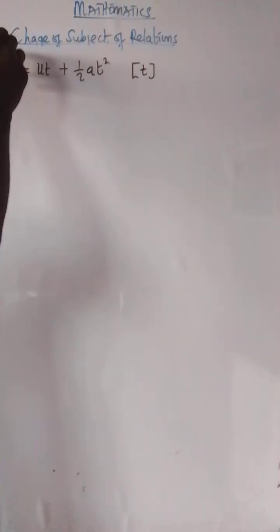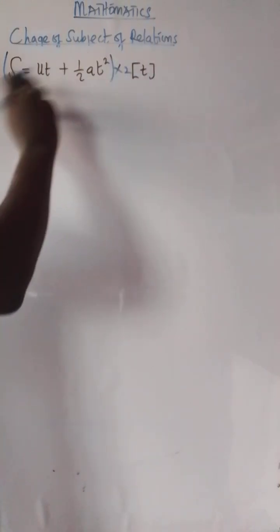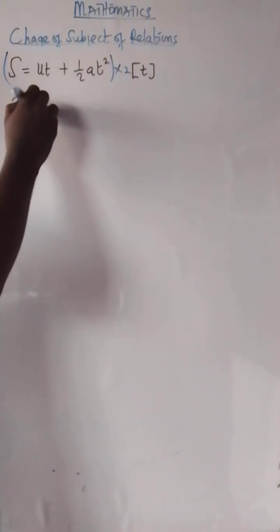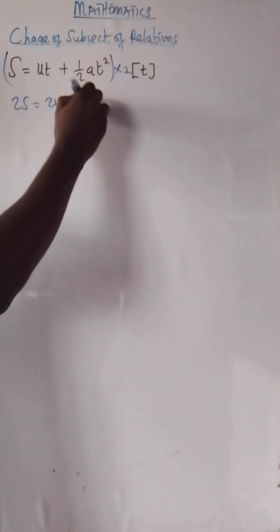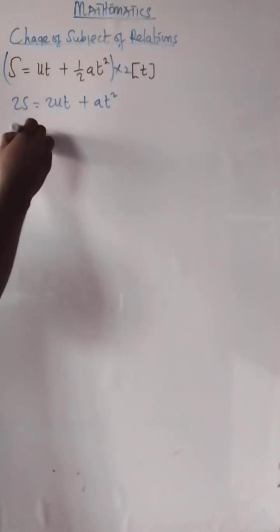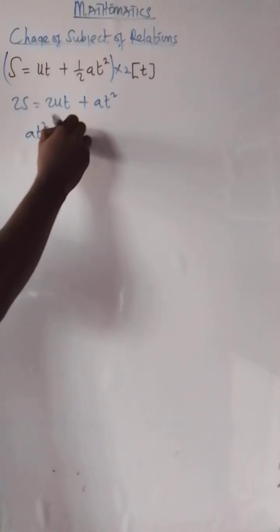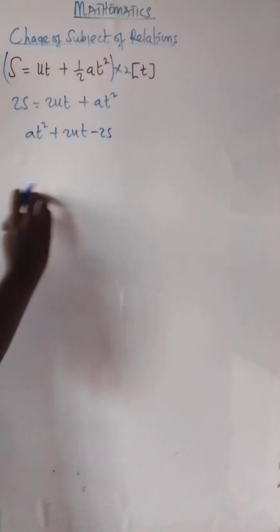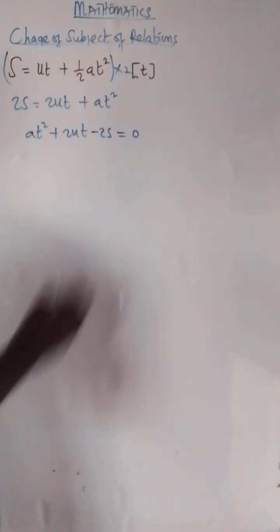Now, what I'm going to do here, let's write it in the general form of a quadratic. Let's remove this half first, multiply by 2. If we multiply by 2, there won't be a fraction again. So you have 2s equals 2ut plus at squared. What next? We write the square first: at squared plus 2ut, then bring this 2s inside, it becomes minus 2s. Nothing left outside, equals 0.